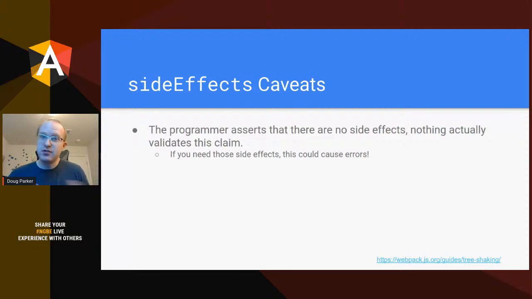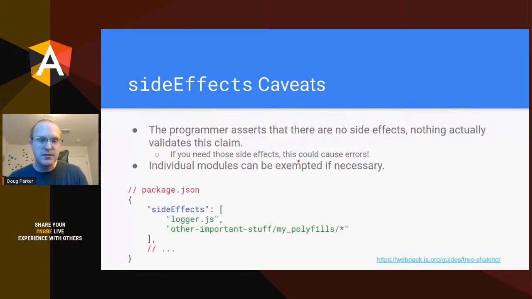And if it turns out that you do need those things, maybe they're setting some global variable that you're reading, then your app may break as a result of this. So it is something to be aware of, and really to consider what parts of your app do and don't rely on top level side effects.